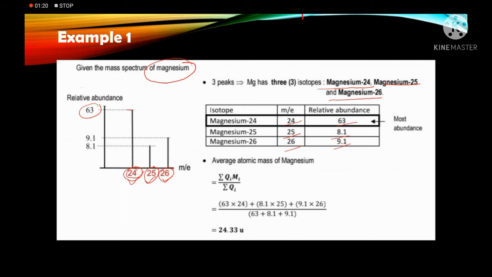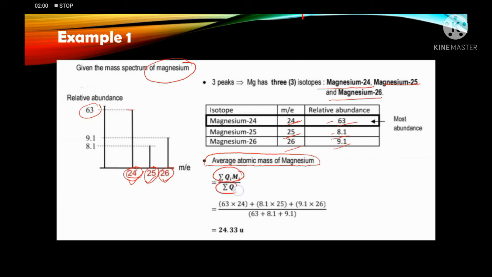In this question, they ask you to calculate the average atomic mass. When they ask you to calculate average atomic mass, the first thing you should come across is the formula that you're going to use. The formula for average is the sum of QI times MI over the sum of QI. What is Q, what is M? Q is abundance, M is mass. So, the sum of each one of these. For example, 63 times 24 plus 8.1 times 25 plus 9.1 times 26. That is the sum of QM.